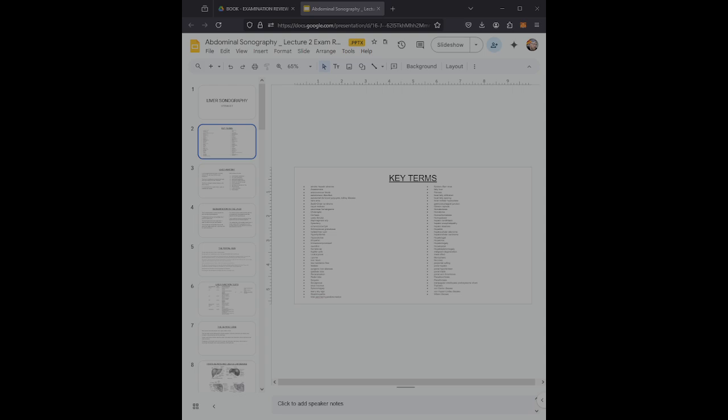Transjugular intrahepatic portosystemic shunt. This is a therapy for portal hypertension that involves the placement of a stent between the portal veins and the hepatic veins to reduce portal systemic pressure.